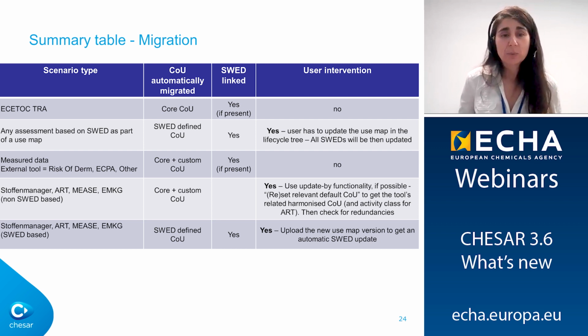For any assessment based on SWED as part of the use map, the SWED will be maintained in the scenario. The SWED will be linked, but unfortunately, this SWED will be marked as obsolete until you update your SWEDs with the new version of the use map. For the measured data and the external tool, which are equal to risk of term, ECPA, and other, so the ones that were not part of this harmonized work, the core plus the custom condition of use will be maintained. The SWED will be linked, of course, if present, and there will be no user intervention to be done.